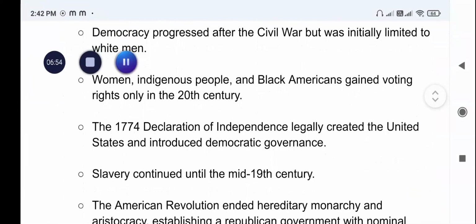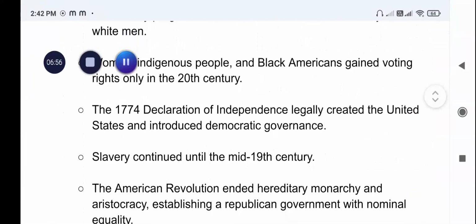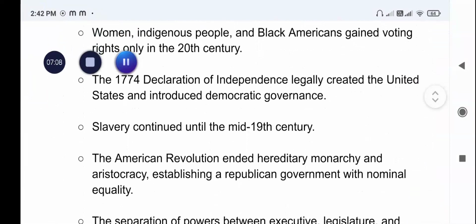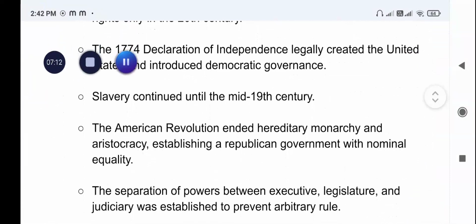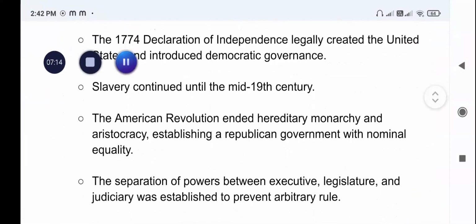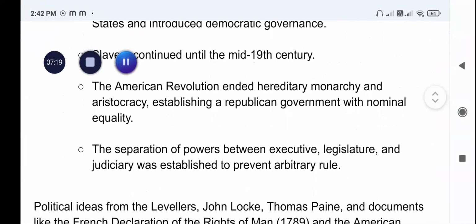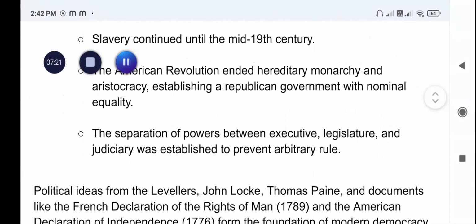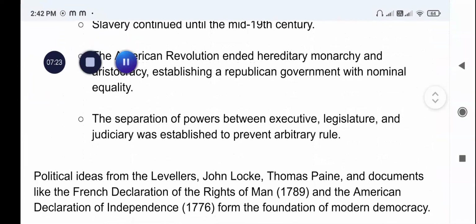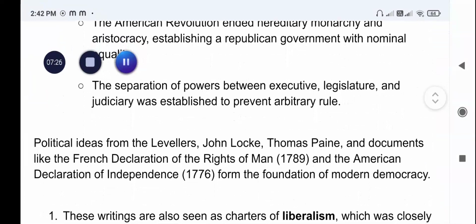The 1774 Declaration of Independence legally created the United States and introduced democratic government, though there was slavery until the middle of the 19th century. The American Revolution ended hereditary monarchy and aristocracy, establishing a republican government with nominal equality. The separation of powers between executive, legislature and judiciary was established to prevent arbitrary rule.